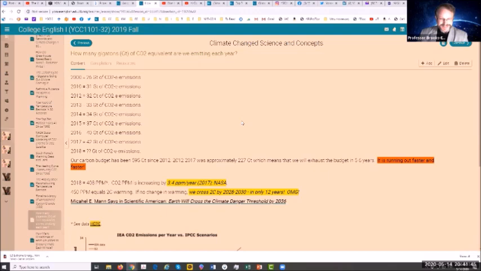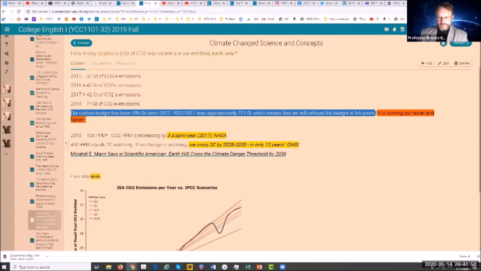All right, I want to talk to you a little bit about carbon budgets. Our carbon budget has been about 600 gigatons since 2012. Now there's a lot of debate about carbon budgets and what the actual carbon budget is, and there are many different models. I'm just choosing one of them, the one that I think is the best to use.